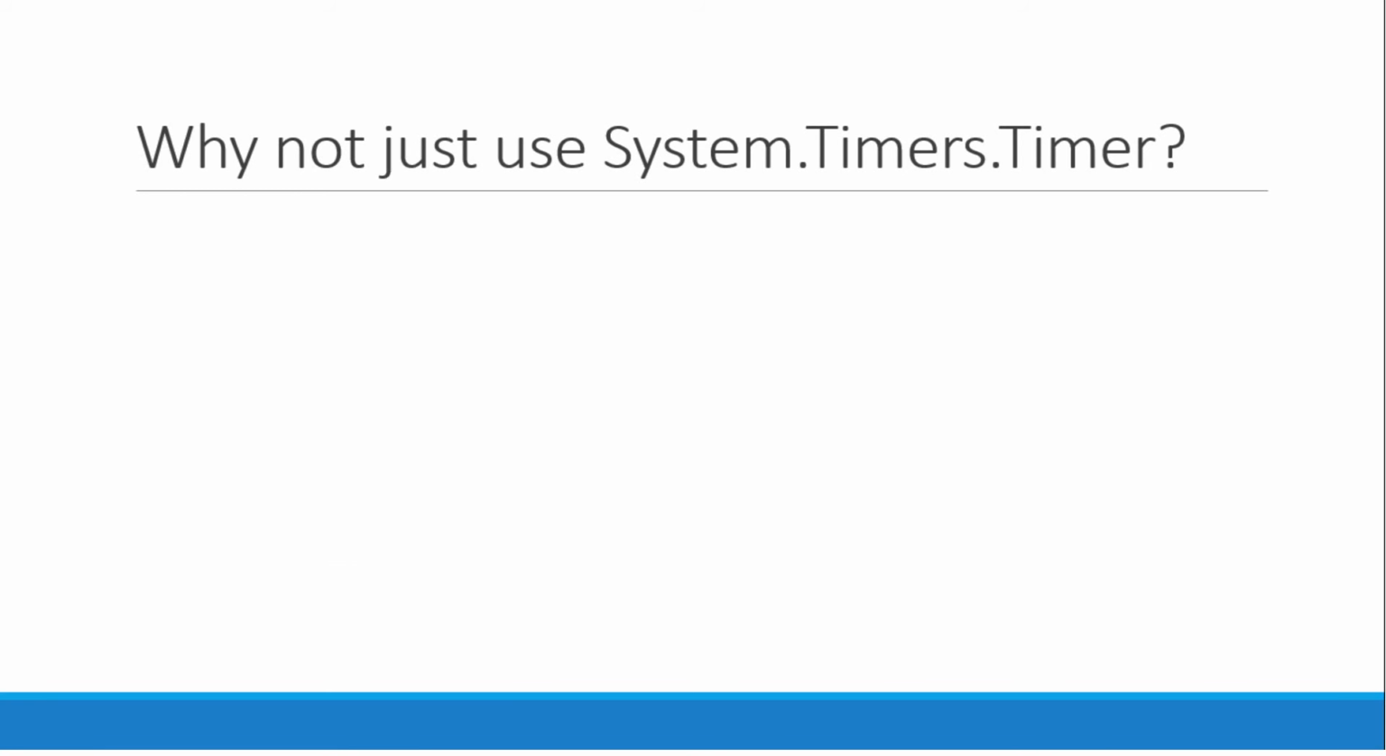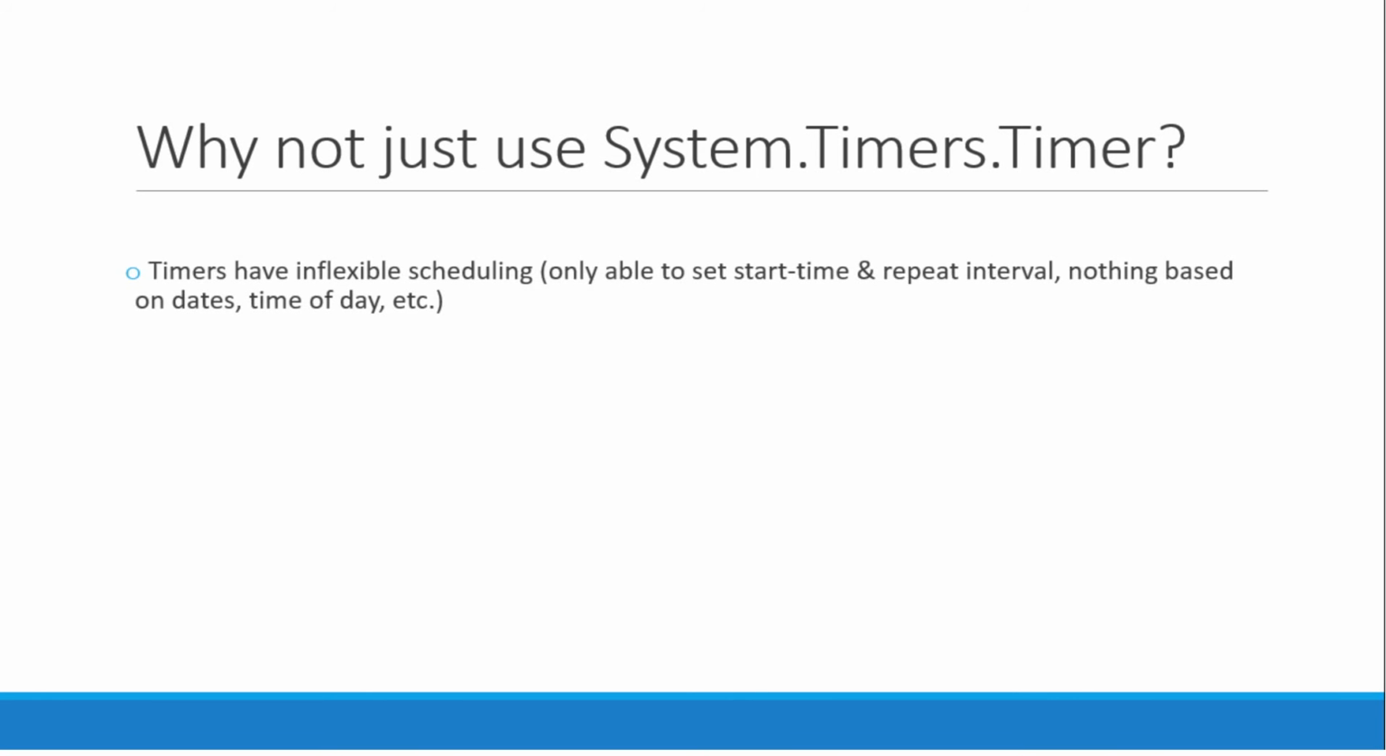So we can use timers for this as well. I have a couple of points which will tell you why use Quartz.NET instead of timers. The first thing is that compared to timers, it has a very flexible way of scheduling, like telling the scheduler at what time this job should get executed. In timers, we can only set the start time and the repeat interval. We cannot go based on dates or times of day and stuff like that. So that is one pro we have with Quartz.NET. And the other thing is a timer is a thread. If you create 5 timers, it will be 5 threads. But when it comes to Quartz.NET, it will utilize the thread pool.